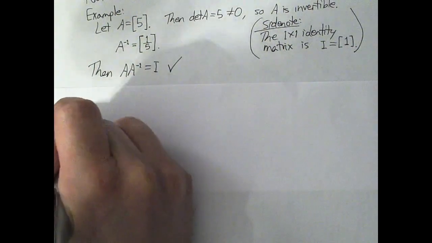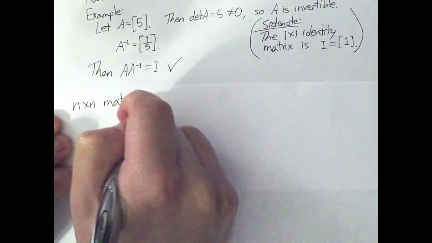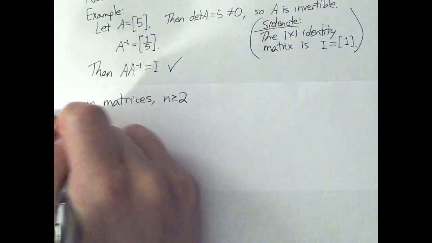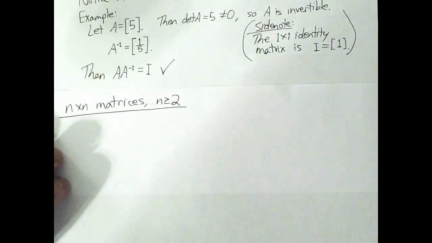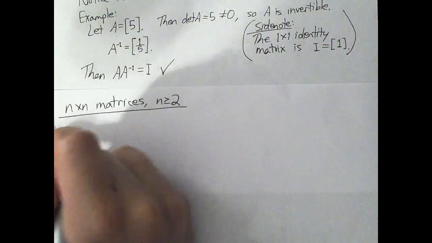What other case is there? How about we just go to n by n? N by n matrices where n is greater than or equal to 2. And, you know, we're assuming n is an integer. I said n is greater than or equal to 2, so everything we say here is still going to apply to the 2 by 2 case that we already know how to do. But it's also going to work for larger cases.